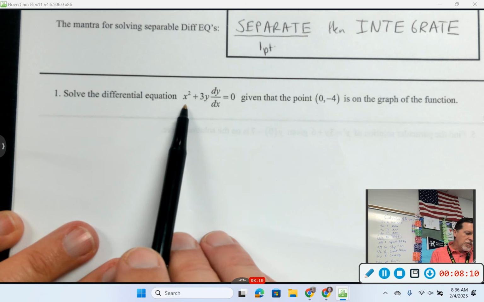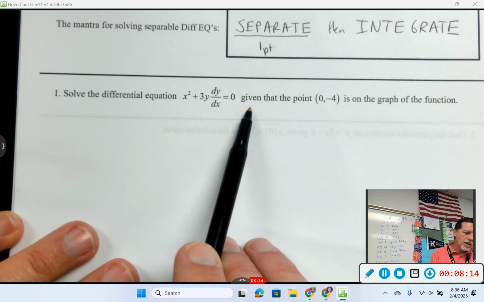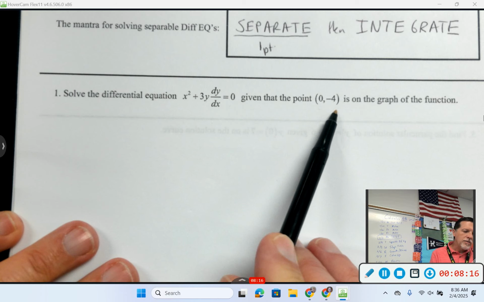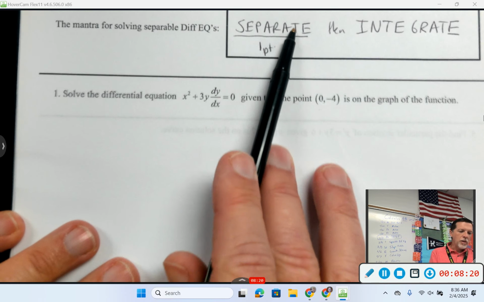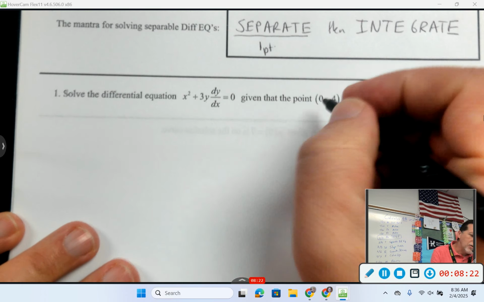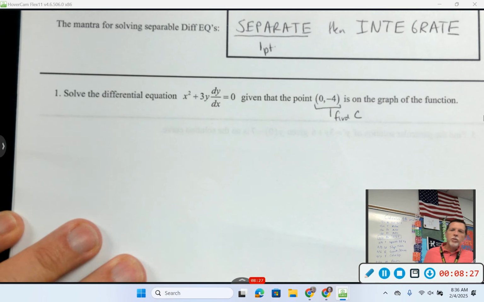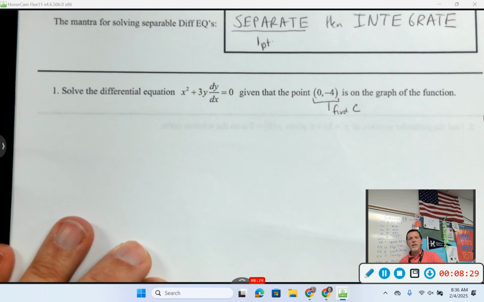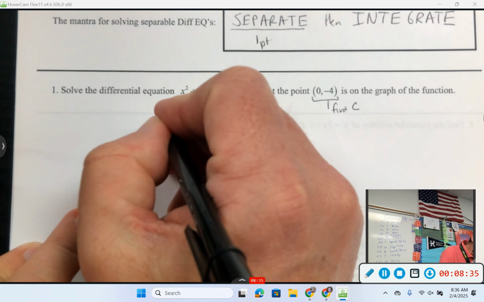Number 1, solve the differential equation x squared plus 3y dy/dx equals 0, given that the point (0, -4) is on the graph of the function. Okay, so we'll separate and integrate, and then we'll use this to find C. So we'll use that, but not till the end. I want all my x stuff on one side, all my y stuff on the other. So let's subtract the x squared over.